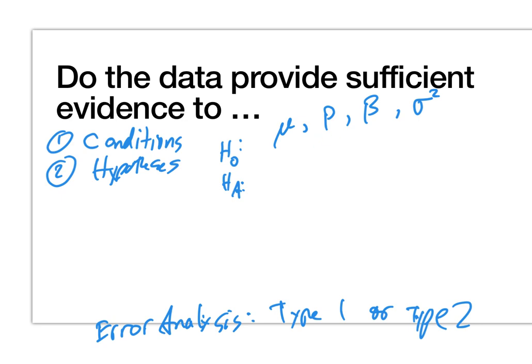Now, there are some traditionalists out there who would say, well, yes, we do use the Greek letter capital pi, not to be confused with lowercase pi, to mean the population proportion. I stick with just the letter p. And then your alternative will be either greater than, less than, or not equal to. And that determines whether it's one-tailed or two-tailed.